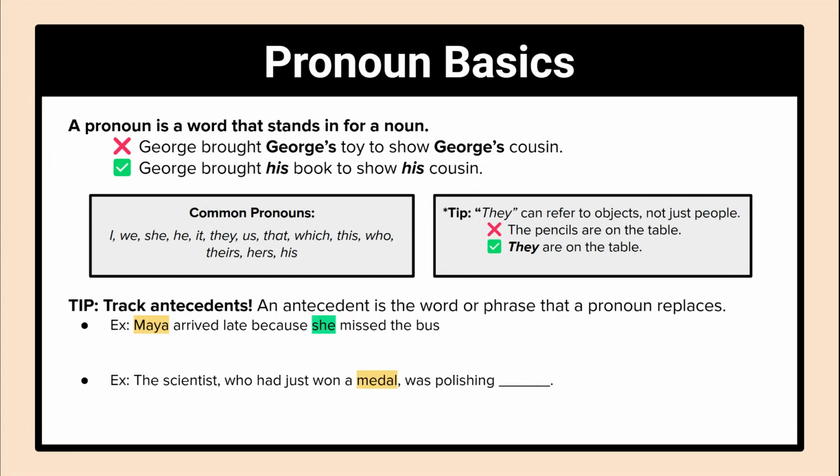Here's something else you should consider: track antecedents. Antecedents are the word or phrase that a pronoun replaces. So, Maya arrived late because she missed the bus. So this is what the pronoun's replacing. See, now Maya over here is the antecedent. And since it's a singular object, we could refer to it as it in the blank over here.